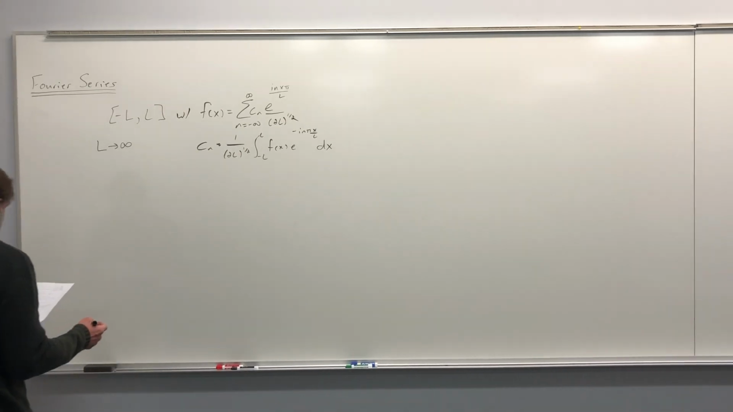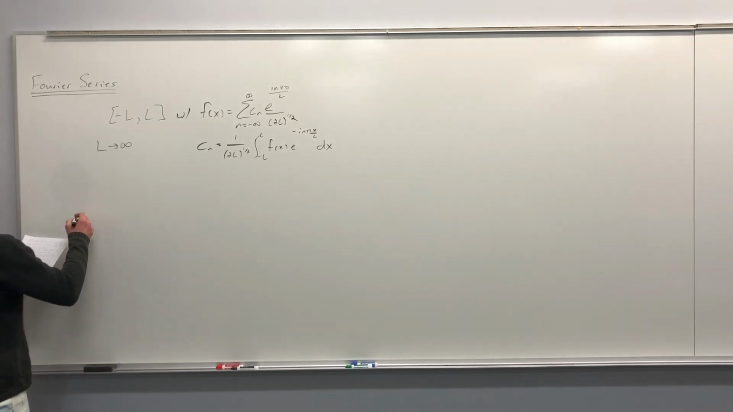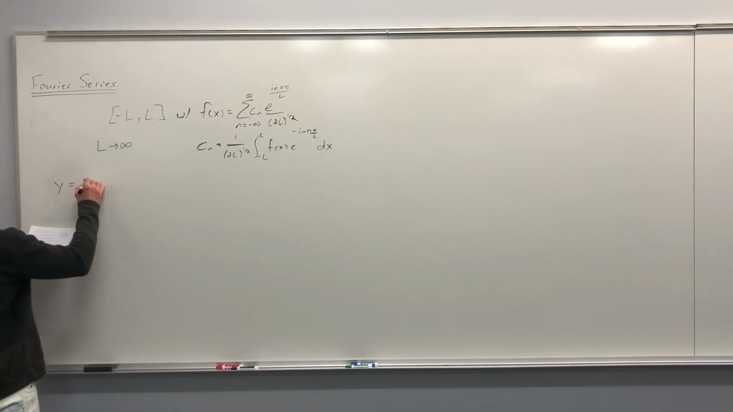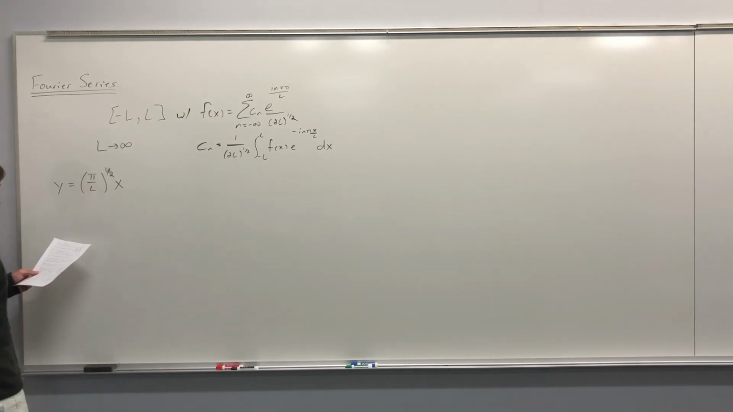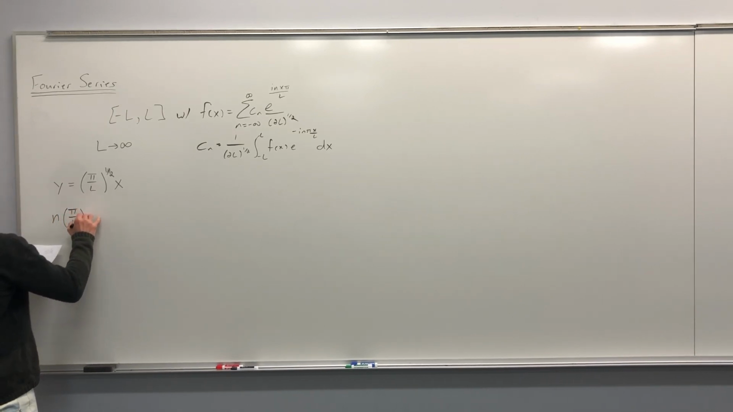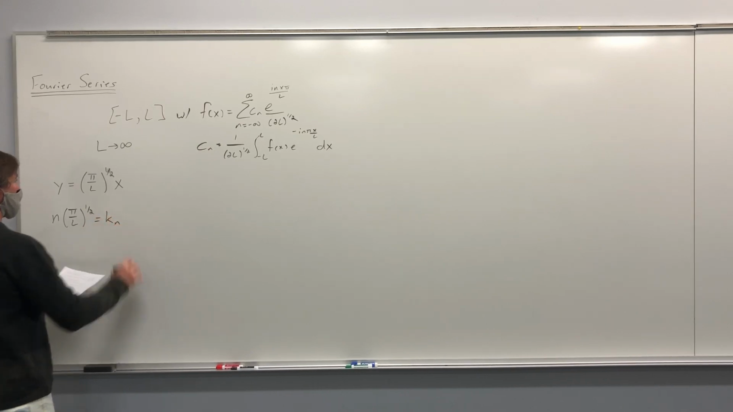Okay, here we go. So in order to work this thing up, in order to take the limit as L goes to infinity, we're going to do some redefinitions. Our first redefinition is going to be a rescaling of x. And then we are also going to do a rescaling of n pi over L to the 1/2, and we're going to call that Kn.